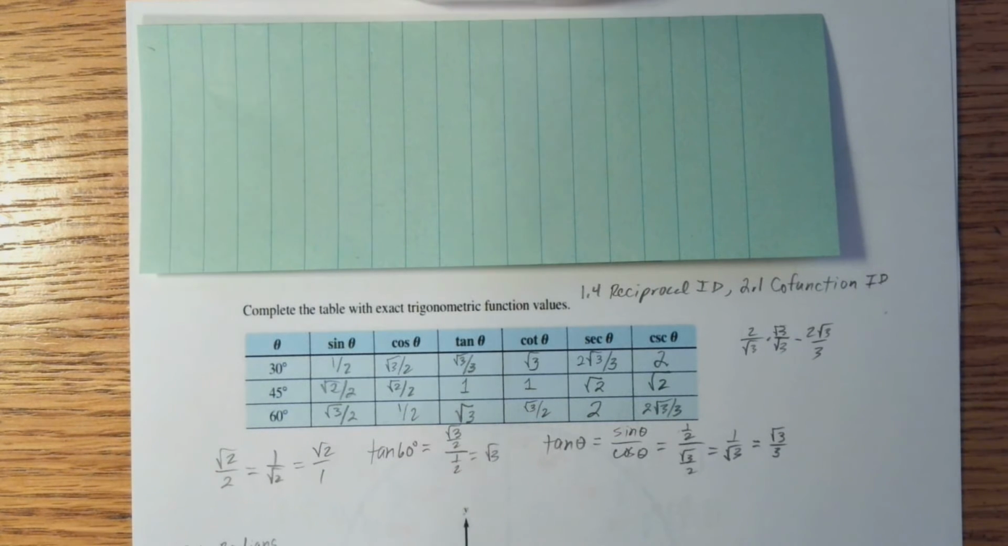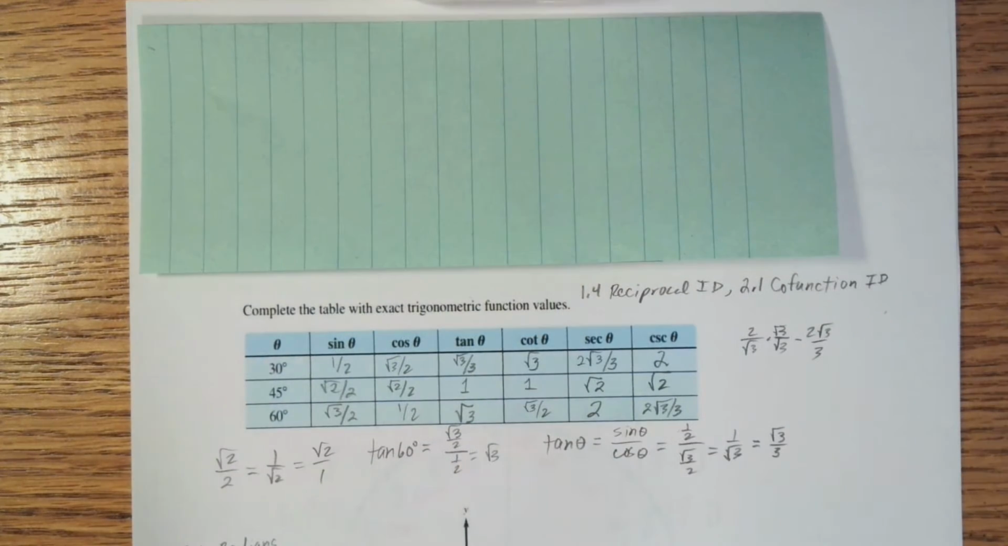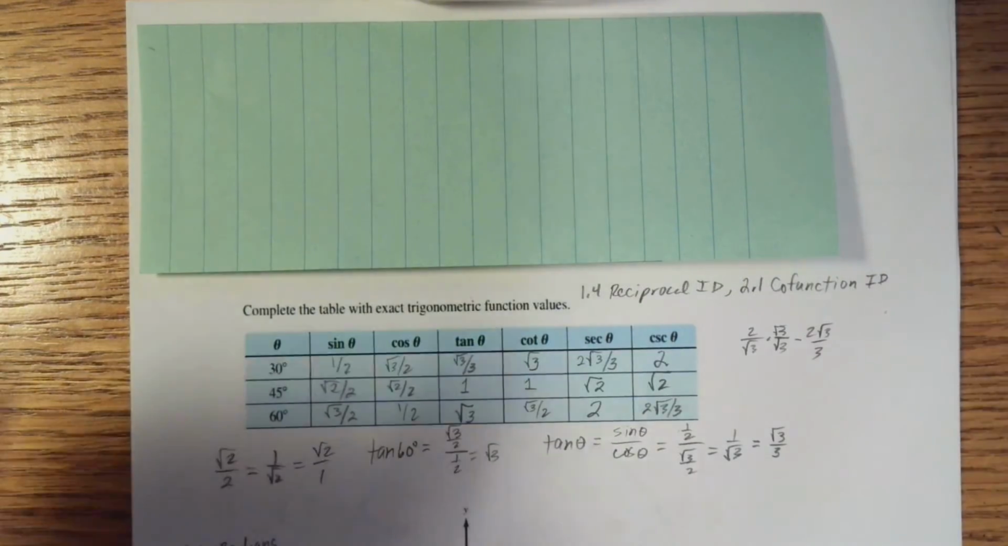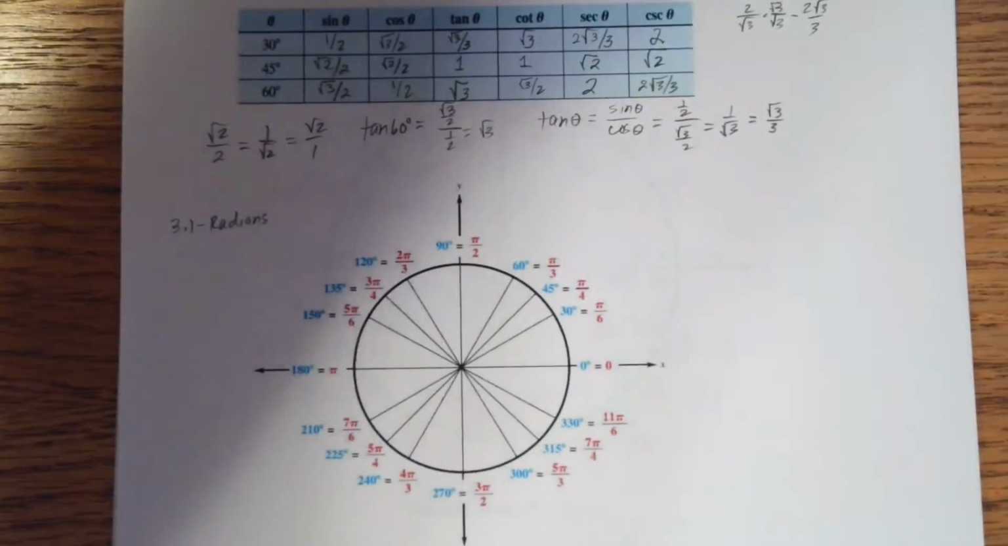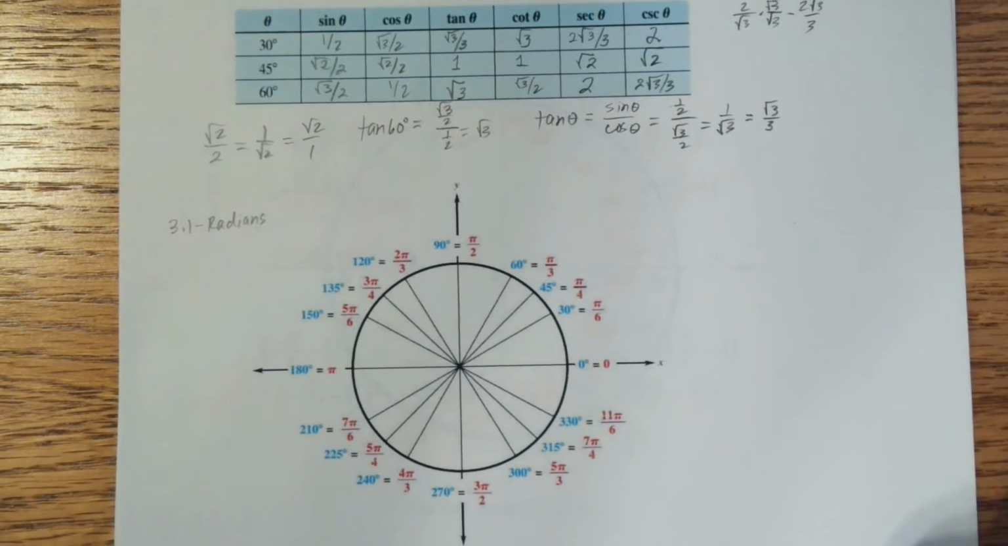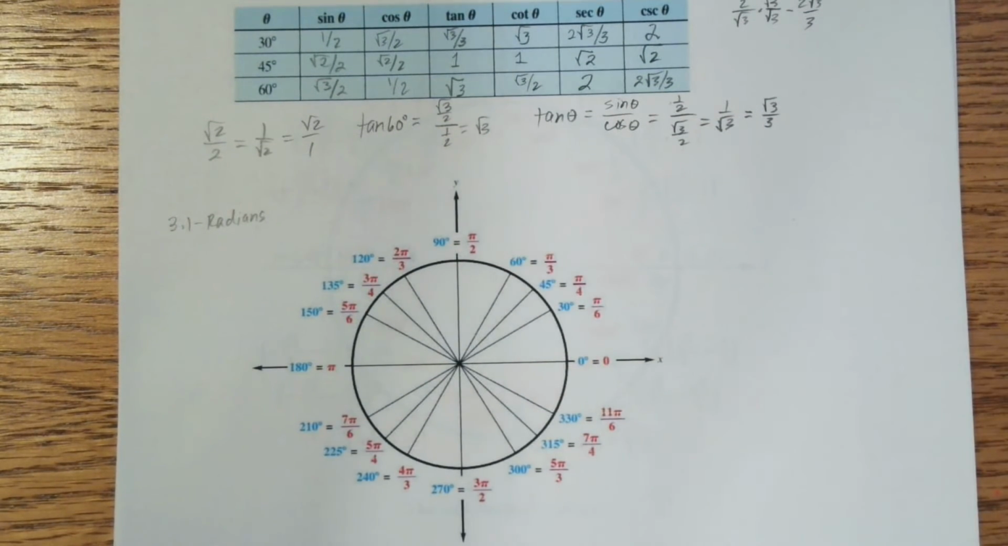But again, we're leading to the unit circle, and that's going to be kind of the gold standard when it comes to doing things with your trig ratios. All right, so in section 3.1, we talked about radians. Some of you may or may not be comfortable with radians.